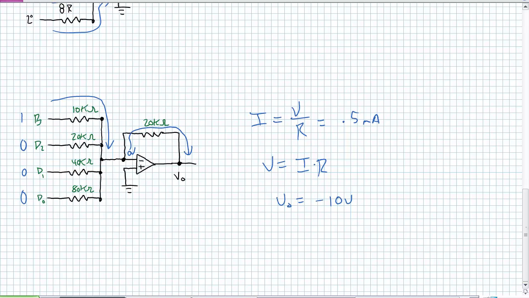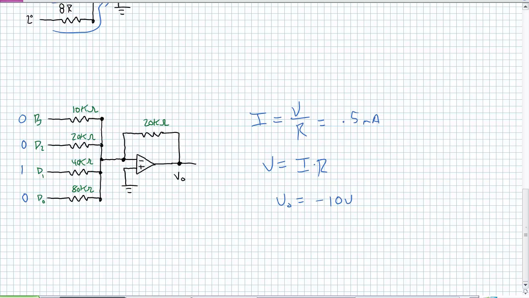So when I put in the digital code 1000, I get out an analog voltage right here of negative 10 volts. So go ahead and figure out the current contribution for each one of these resistors. So for example, 0, 1, 0, 0. What is the current through the resistor hooked up to D2? What is the current through the 20 kilo ohm resistor? What is the output voltage when that is applied?